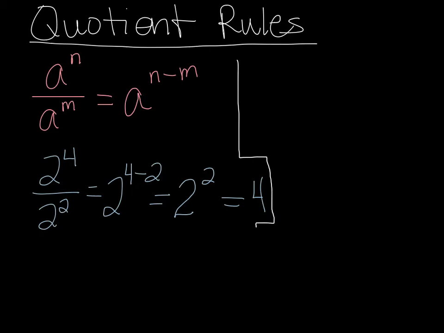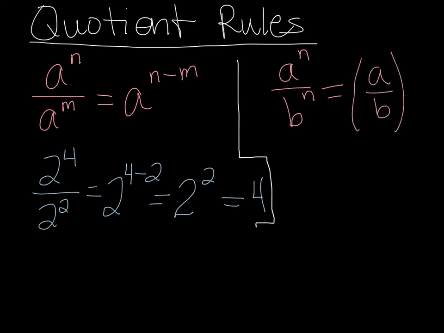Let's look at our second quotient rule. For this rule, we have different bases, but the same exponent. So here we have a raised to the nth power divided by b raised to the nth power. Here we would divide both bases first and then raise it to the nth power. Let's do a numerical example for this problem as well.